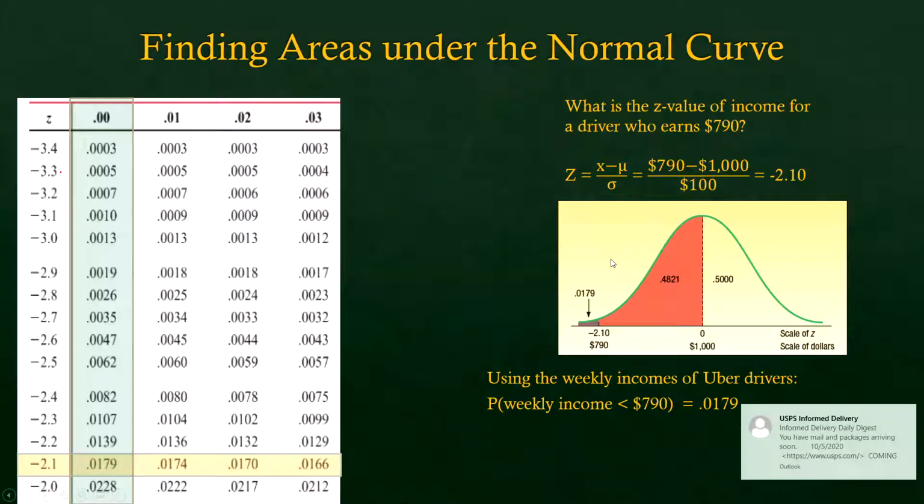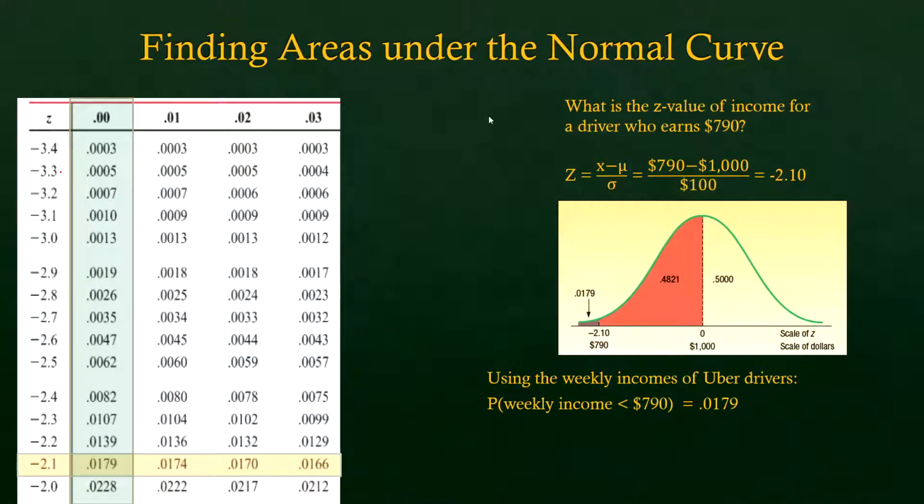Okay, next. We've got finding area under the normal curve. What is the z-value of income for a driver who earns 790? Okay, so we've got 790 minus 1,000 over 100, which is going to be negative 2.10. And so we come down here and we find negative 2.10. We're looking at the second digit here, and then you find the intersection between the two. That'll tell you that the probability of being below that is 0.0179. The probability of being above that is 0.5 plus 0.4821, which is 0.9821.